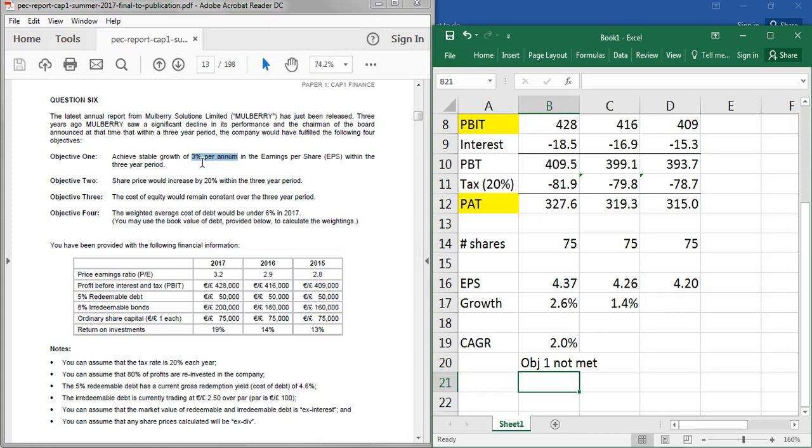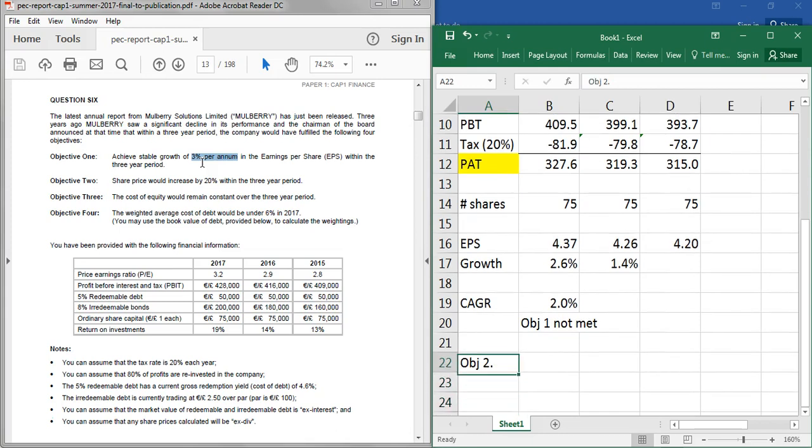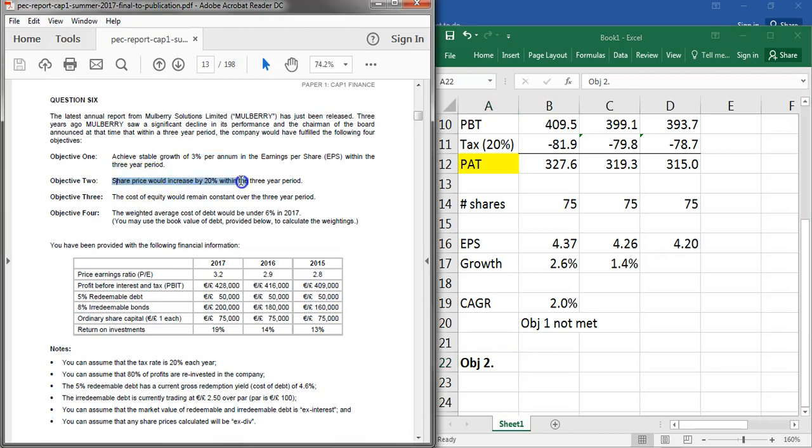We only got 2%. So these are tricky enough. Right, so let's move on to objective 2. Again, if you can, pause the screencast now and look forward. Can you figure out, can I prove that the share price increased by 20% within the 3-year period? So it's not each year, it's over the 3-year period.